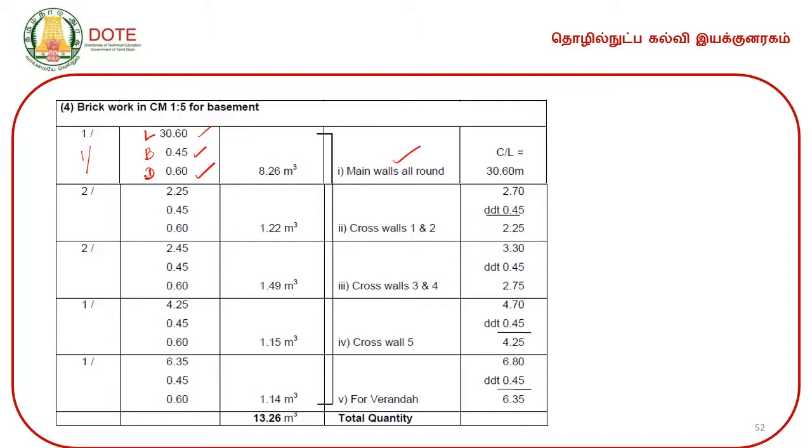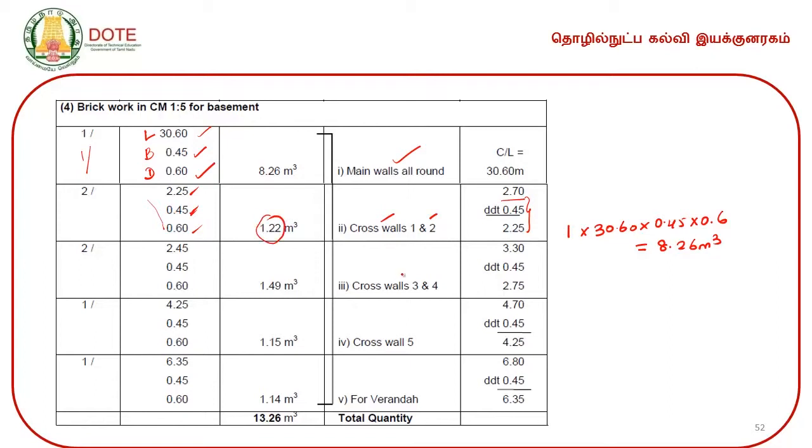Then multiplying all the values, that is 1 into 30.60 into 0.45 into 0.6, how much? What is the answer? 8.26 meter cube. It's the main wall all around. The same way we are calculating cross wall 1 and 2. Cross wall 1 and 2 total length, how much? 2.70. So deduct the breadth. The same way we deducted. அப்போ என்ன வரும்? 2.25 into 0.45 into 0.6. Then multiplying all these values, 1.22 meter cube.